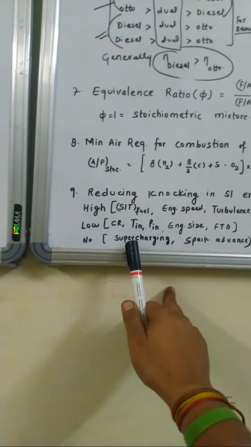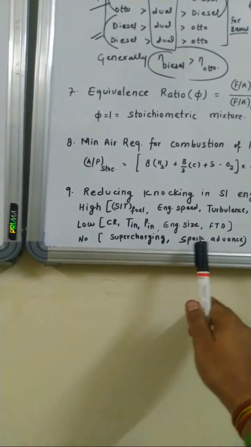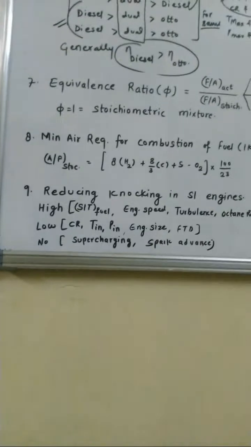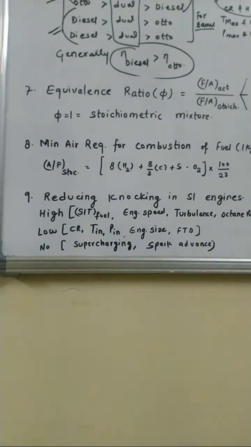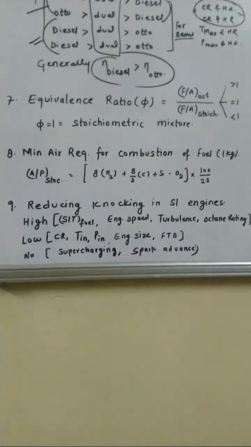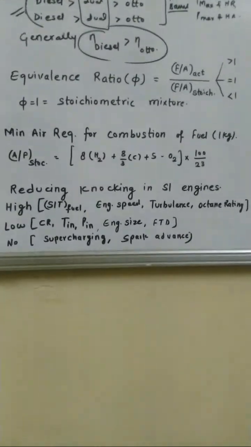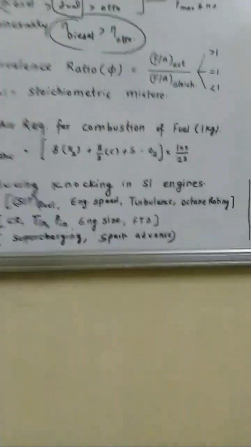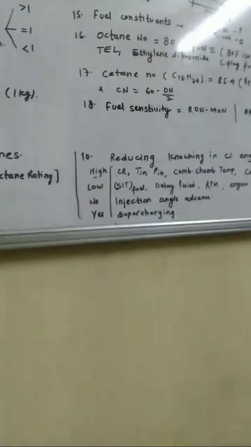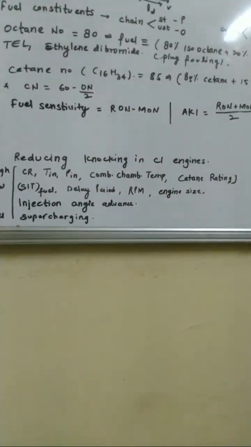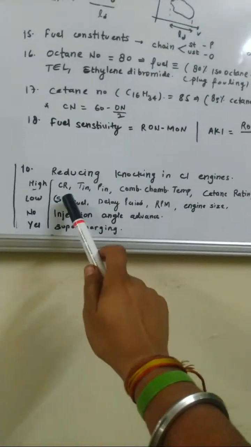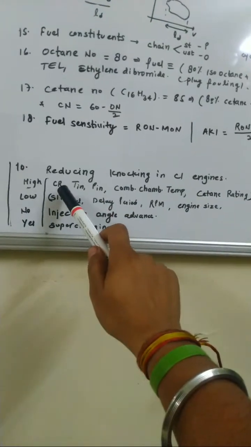And there are few things like supercharging and a spark advance, they should not be even low, they should be totally absent. Otherwise knocking tendency in the petrol cycle or petrol engines will be very high. In the similar way, if you see the compression ignition engine, or in a way we can say diesel engines, for reducing the knocking, the compression ratio should be high.